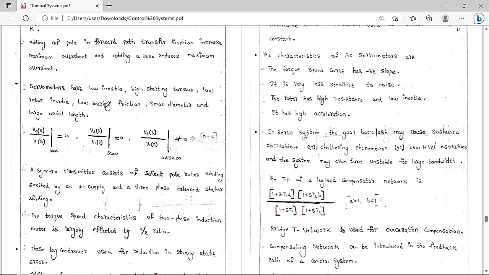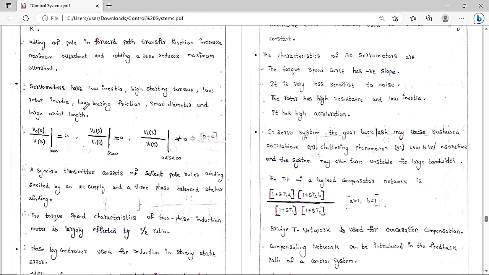Now the next point is servo motors have low inertia and a high starting torque, low rotor inertia, low bearing friction, small diameter and large axial length. I already told you, a servo motor has a very high starting torque, as I already showed in the graph also. It has high starting torque, low inertia and also low bearing friction. It has small diameter but large axial length.